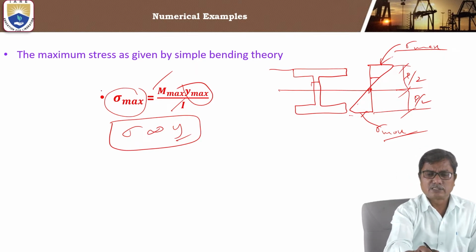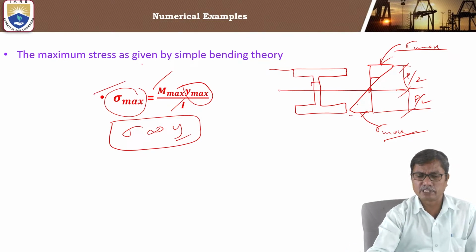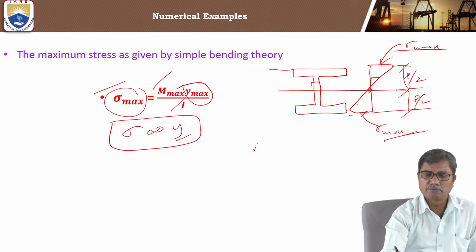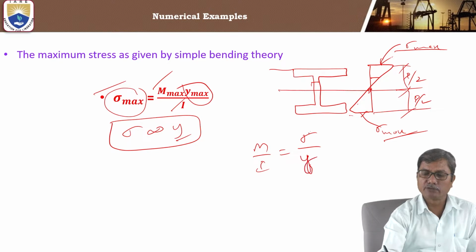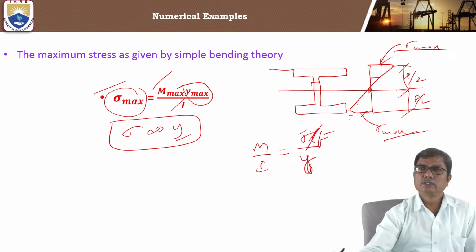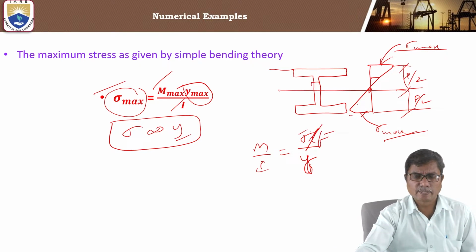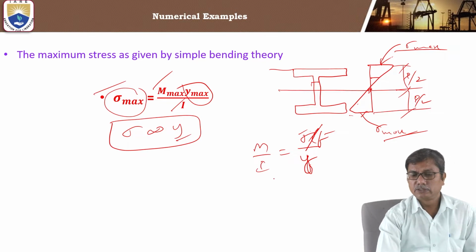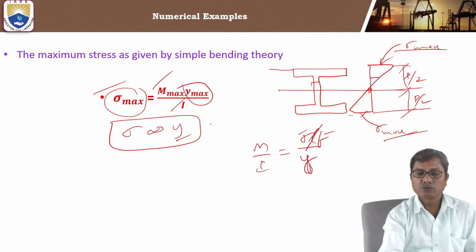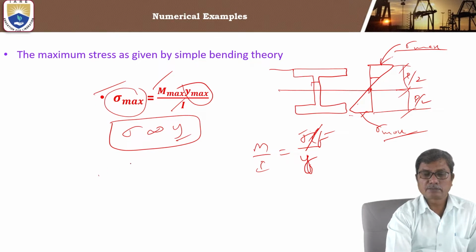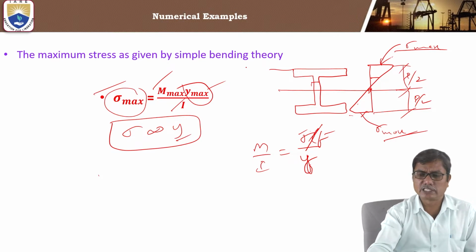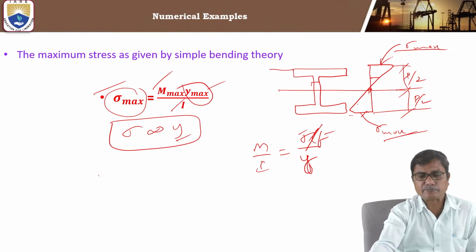And that equation is given by the bending equation. Actually, this is a part of the bending equation: M by I equal to sigma by y, or f by y. We use the term sigma or f for stress. Understand? So here sigma is given as M by I into y. So for sigma maximum, y is maximum, that is the extreme fiber distance.